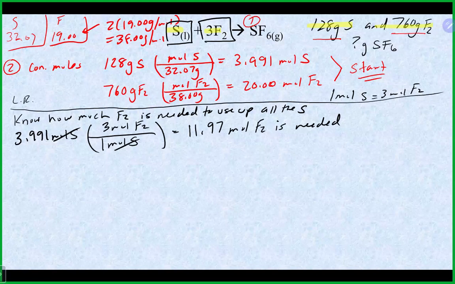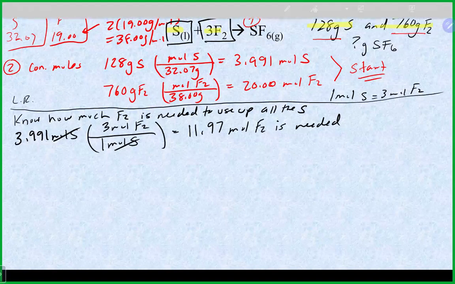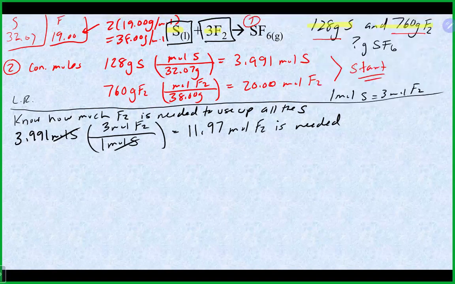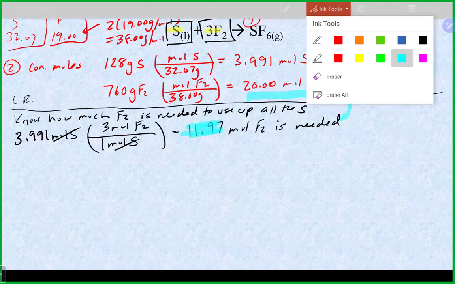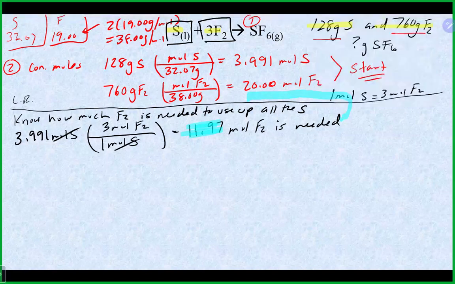Now, once I figure out how much F2 is needed, what do I do with that number? I'm going to compare it to how much F2 I have to start with, which is up above. I just calculated I need 11.97 moles of F2. If I come up here, how many moles of F2 do I have to begin with? I have 20 moles of F2. I need 11.97 moles, I got 20 moles. I have enough.